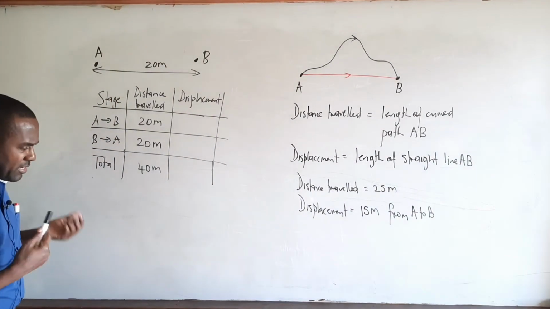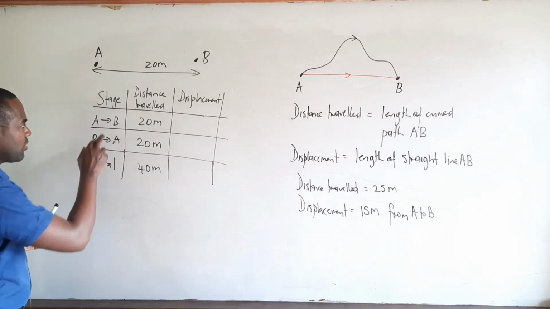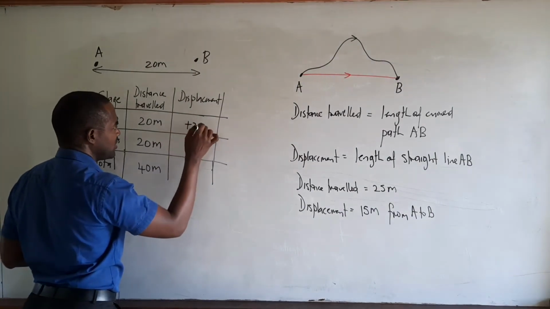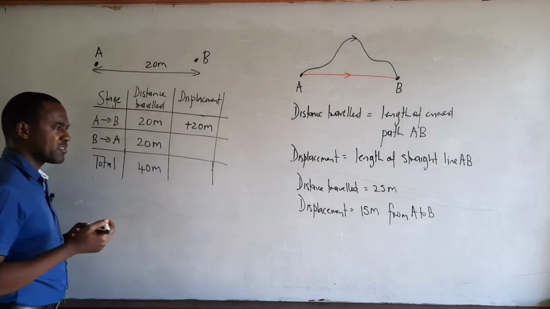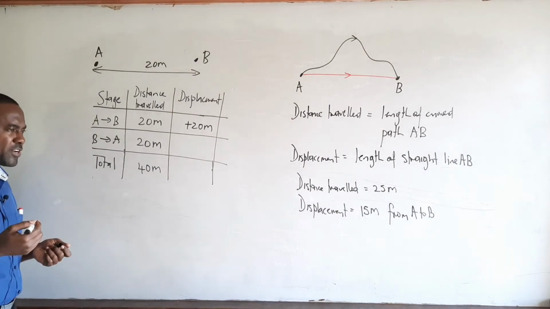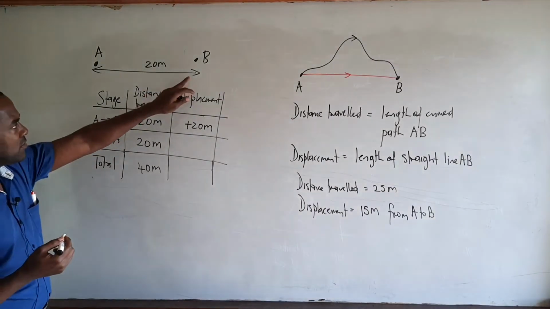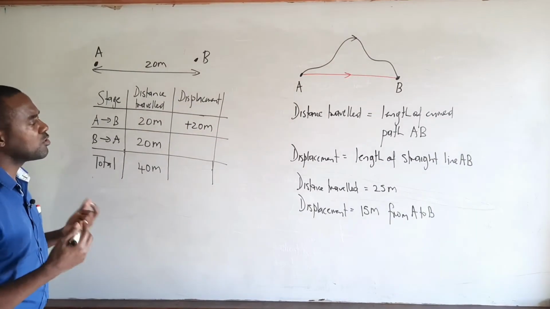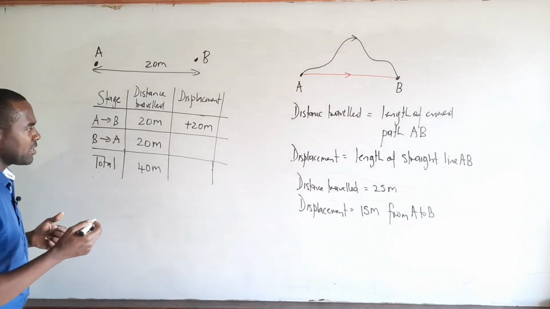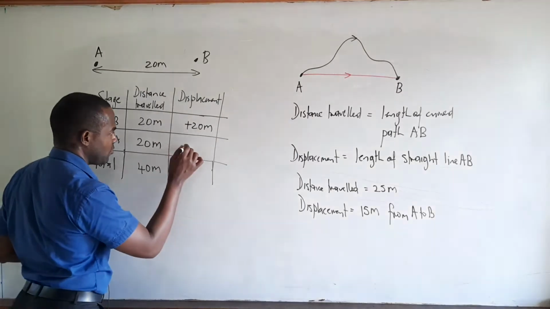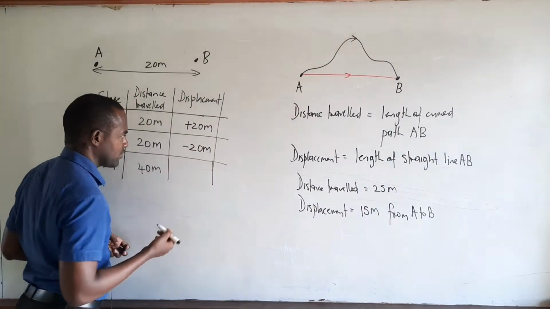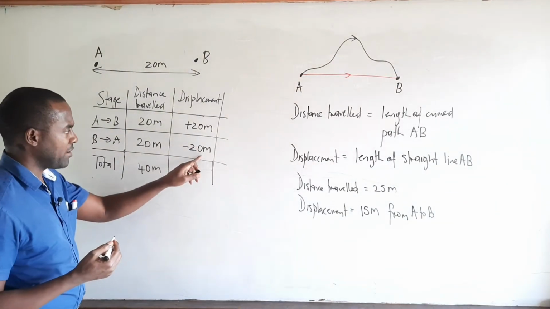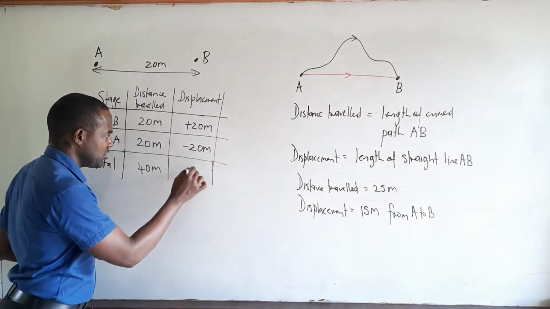So let's say our initial direction is positive. So in going from A to B, the displacement is plus 20 meters. When the person stops and turns to go back in the opposite direction, then the displacement from B to A would be negative because he's now going in the opposite direction, right? And so the displacement from B to A would be minus 20 meters. Now when you add those 2 values, plus 20 minus 20, this gives us 0.